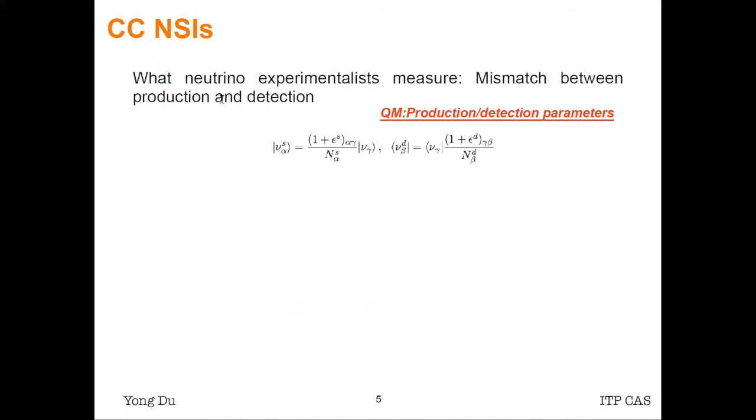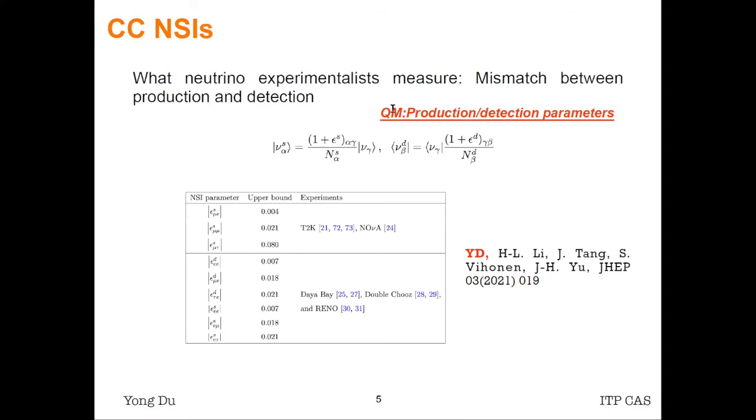In practice, neutrino oscillation experimentalists are measuring the mismatch of neutrino flavors between production and detection. The effects of new physics are usually parameterized using the so-called production and detection parameters in the quantum mechanical framework. Using the wealthy data currently available from neutrino oscillation experiments, we can obtain the upper bounds on these operator parameters as listed in this table. And from the second column, you can see that the current upper bounds on these parameters are already at the percent or even milli level.